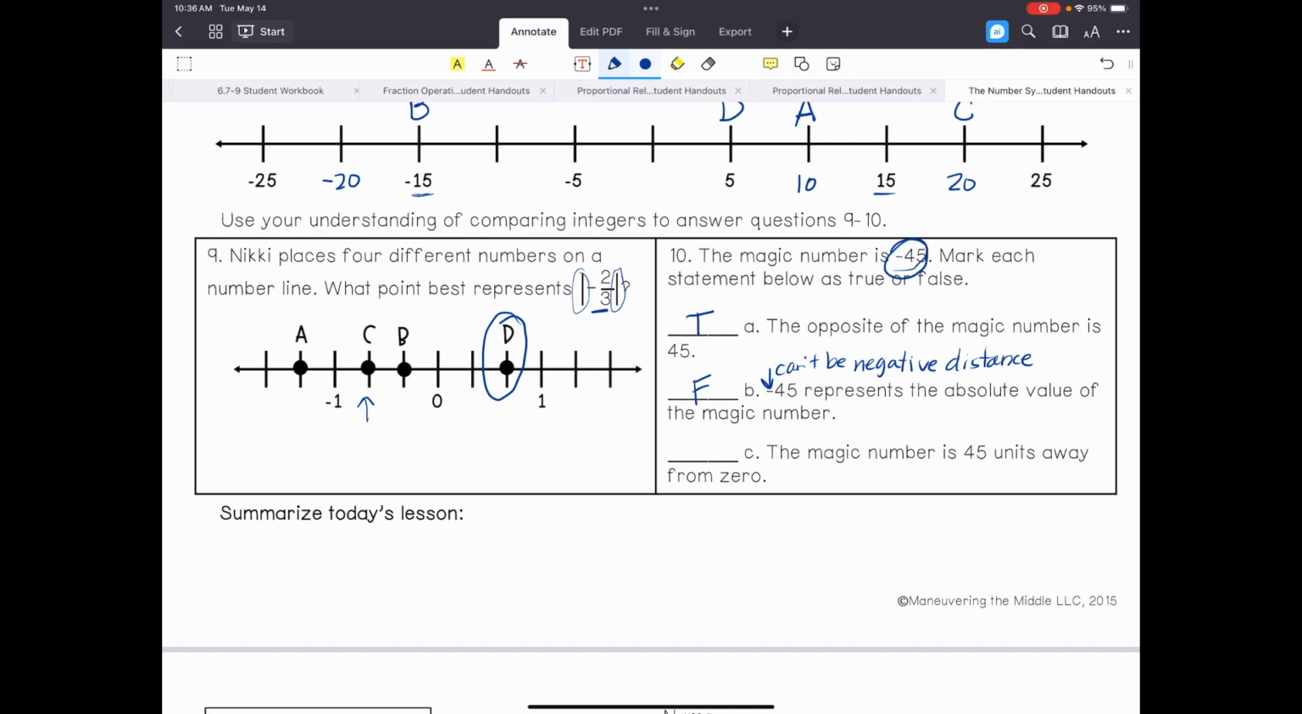Last one, the magic number is 45 units away from 0. That is true. Negative 45 is 45 units away from 0. Notice how I did not say negative 45 units away because distance is positive.